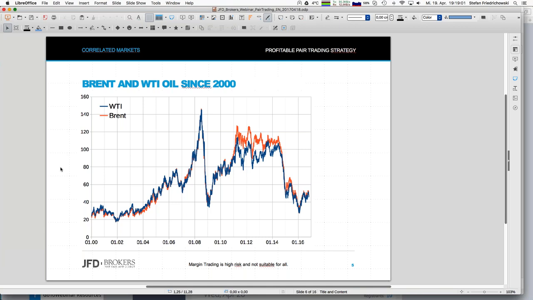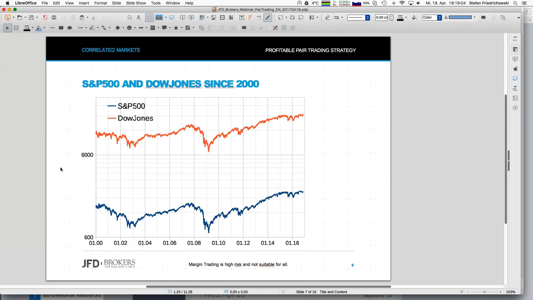Let me introduce another example, now with totally different prices. One is the S&P 500, the major index of the United States, and the other one is Dow Jones in red. Right now we are at about the level of 20,000 for Dow Jones and 2,200 or so for S&P 500. You see, in this case, of course, those two underlyings don't have the same price.